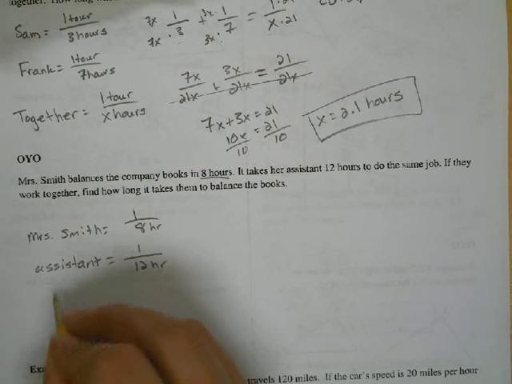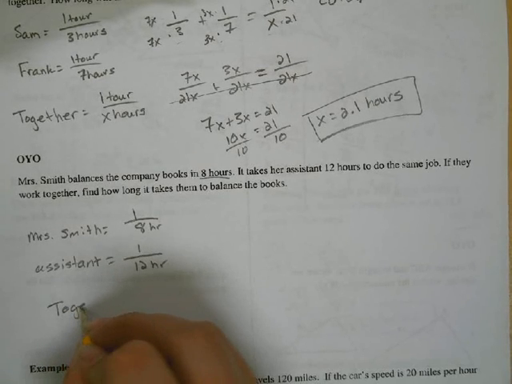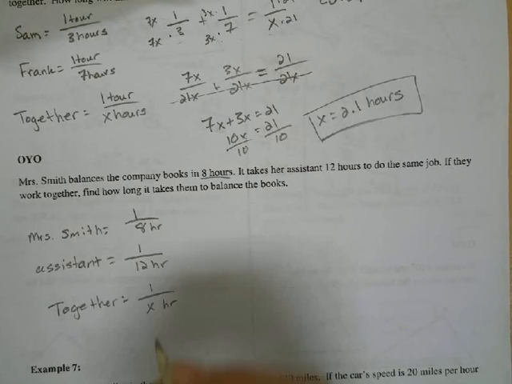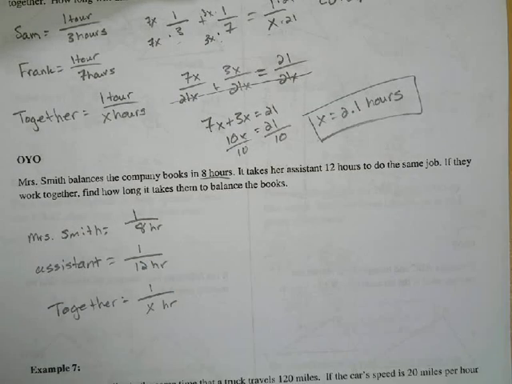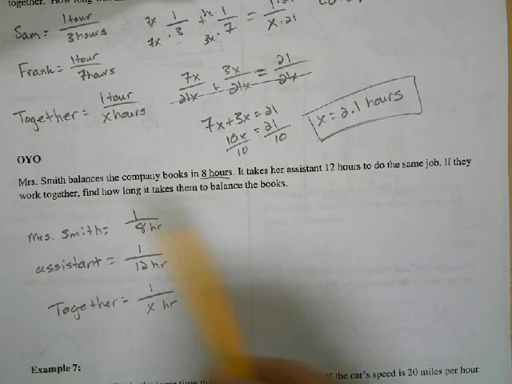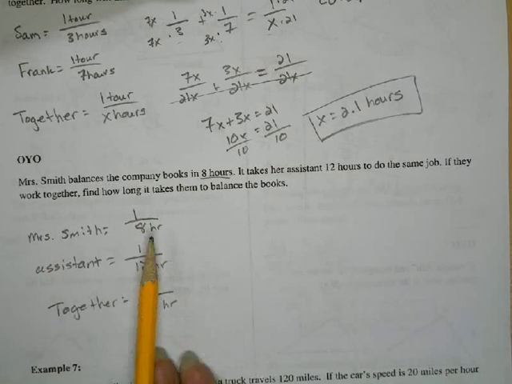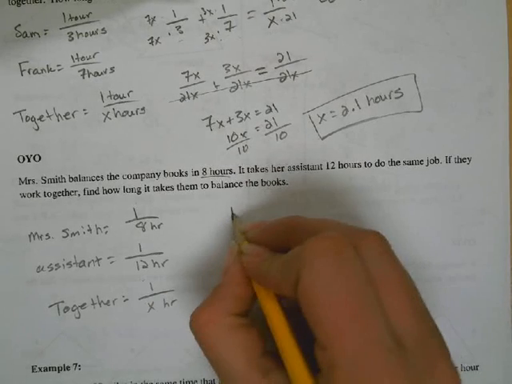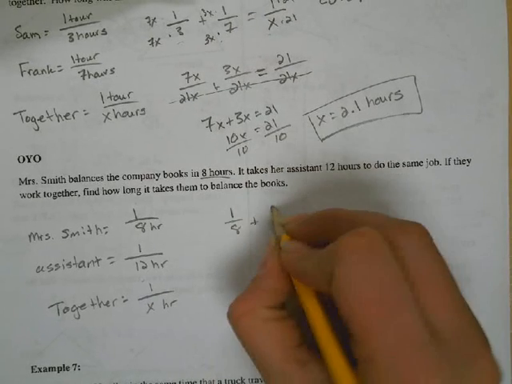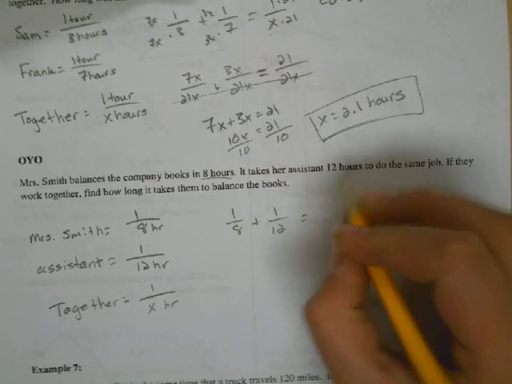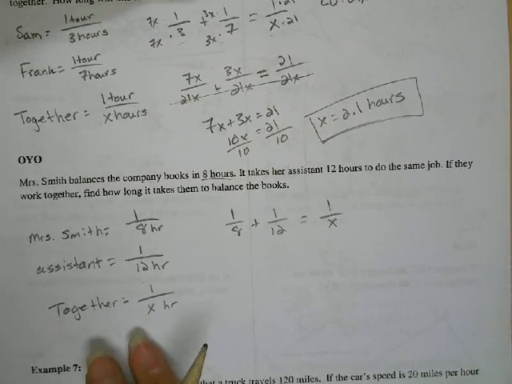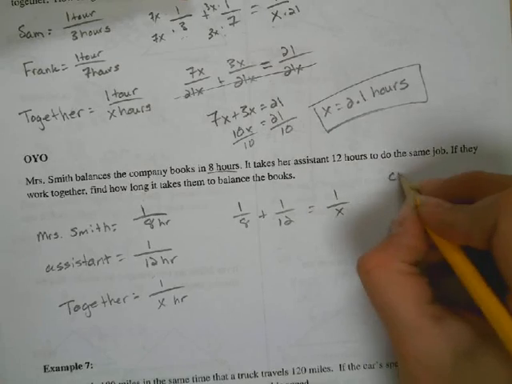So together, we don't really know yet. 1 over X hours. Okay, do you see the process? Hopefully by now you're starting to see these are called work rate problems. So one job for her equal to one job for her. We're going to add these things together. So 1 over 8 plus 1 over 12 is going to be 1 over X. Solve for X. We do that by finding our common denominator first.